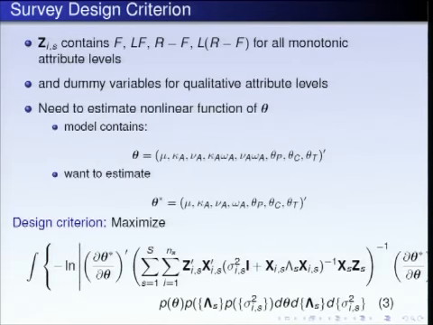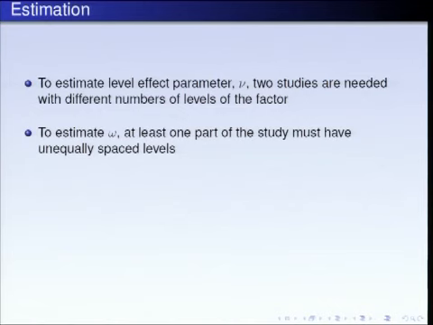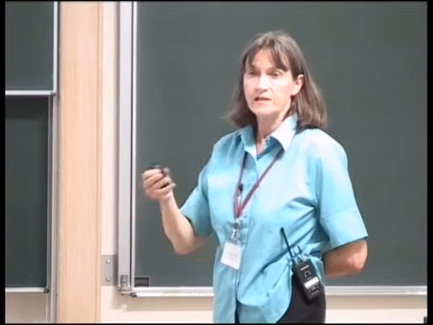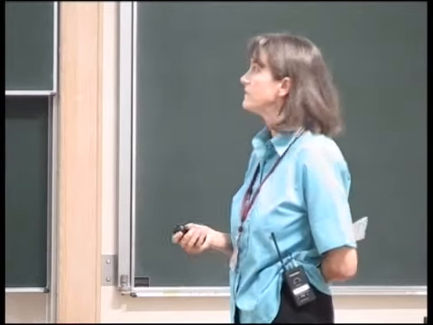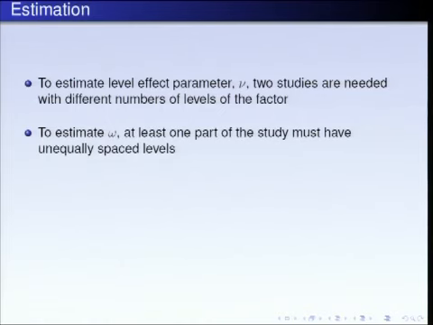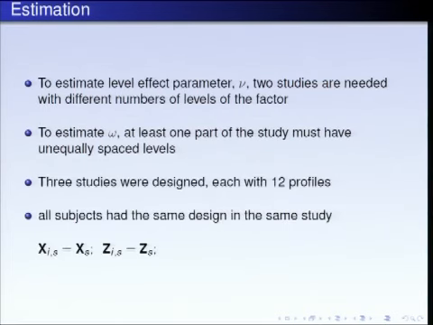So this is our final criterion for this particular study. Now we've got subscripts S here being different studies, and the reason is that in order to estimate the level effect, you've got to have different parts of your study with different numbers of levels, otherwise you can't estimate that slope. So we had to have at least 2 studies. And to estimate whether people are using the range scale or the frequency scale, you have to have unequally spaced levels, otherwise the range value and the frequency value are the same. So we designed 3 studies. Each one had 12 profiles. To keep things simple, we had all subjects having the same design in the same study.